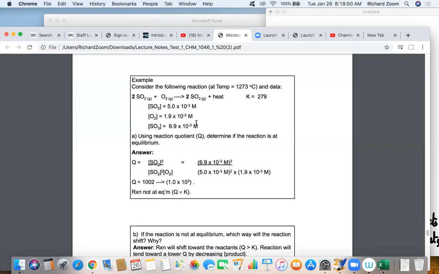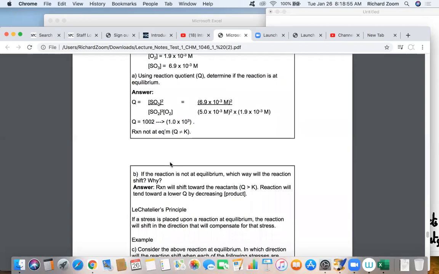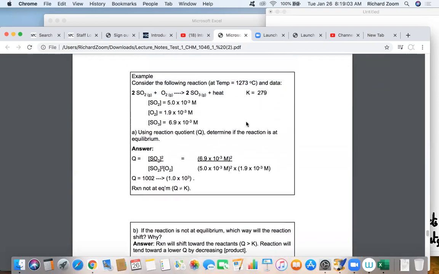Well, let's take a look. It says here the reaction is not at equilibrium. Which way will the reaction shift and why? Well, as you can see, Q is greater than K. So what's going to have to happen to Q? Q is going to have to go down. So if Q is going down, what that means is the reactants, or the bottom part here, have to go up and SO3 has to go down. So Lonnie, it would be the other way. It goes towards the reactants.